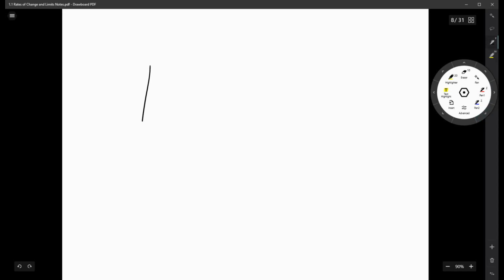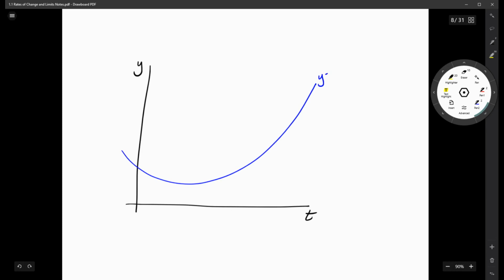So I've got a blank slide in here. I'm going to draw a pretty ugly XY coordinate plane. Let's let t be on the x-axis. That's for time. We'll let y be on the y-axis. And let's draw in for ourselves kind of an arbitrary function. Let's call it y equals f of t, and this is going to be a position function.